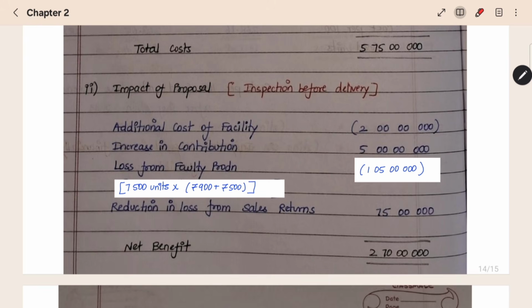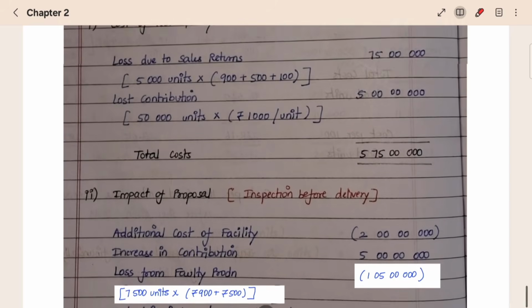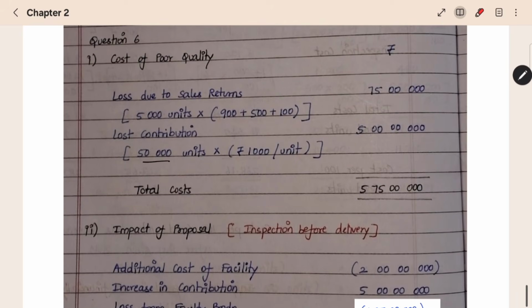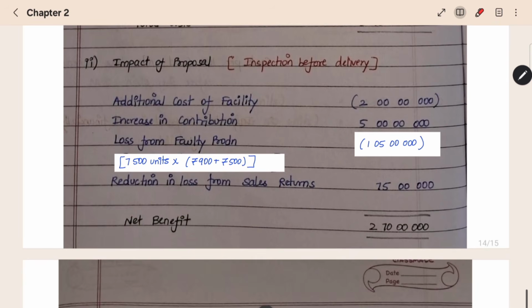By contribution increase, what we are saying is that if you do not make any bad product and do not have any sales returns, you will be selling these 50,000 units also. In these 50,000 units, you will get 1,000 rupees contribution. That is what they are saying. In the current situation, this is a cost for you. You lost it. But after implementing the proposal, this is a saving for you. You will get additionally this much contribution.